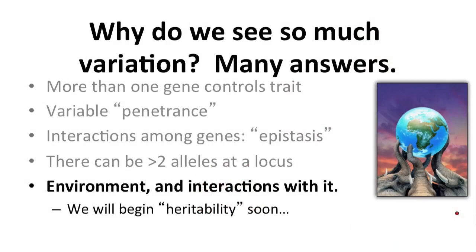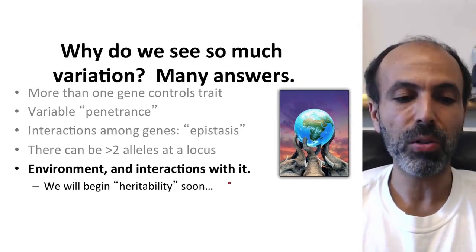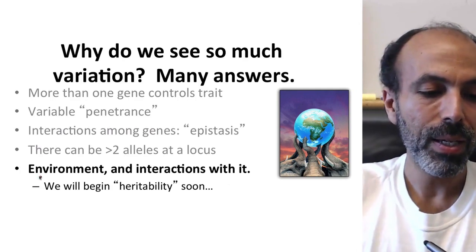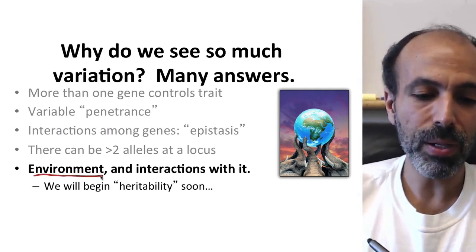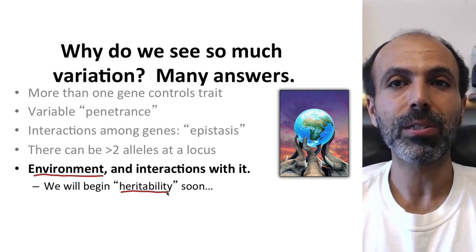So we've gone over 4 different ways we see so much variation. You can have more than one gene controlling a trait. You can have variable penetrance of one or more of the alleles. You can have interactions among genes, or epistasis. There can be more than 2 alleles at a locus. But the big one that we didn't really talk about, and this is something we'll come back to in some of the later lectures, but I just want to mention it briefly here, is obviously the environment and interactions with the environment. Now, when we come to heritability, we'll talk about this quite a bit.